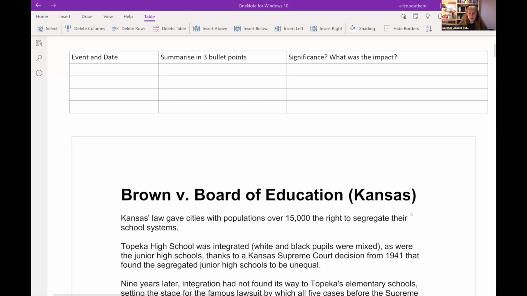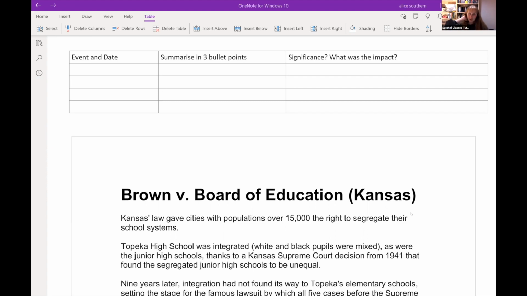Hi everyone, so in this video we are going to look at the civil rights development in the 1950s. So I'm going to focus on 4 different events. Some do go into the 1960s. And I've put just at the top here a table.